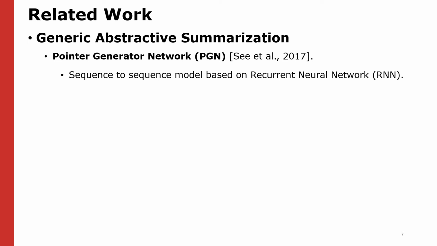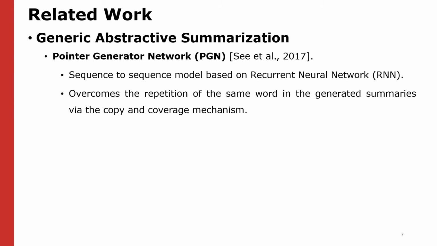Now we will give a brief review of the recent work related to our paper. We start the related work with a brief review of the generic abstractive summarization task. For generic abstractive summarization, the pointer generator network, or the PGN model, was proposed, which provided state-of-the-art results in several datasets. The recurrent neural network-based PGN model also overcomes the repetition of the same words problem, which occurs in abstractive summaries, by proposing the copy and the coverage mechanism.